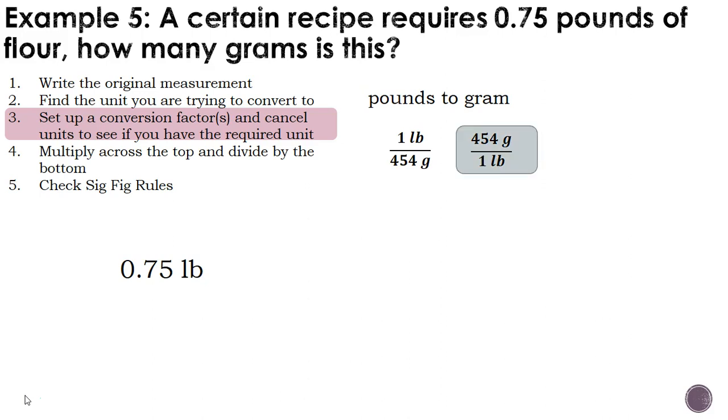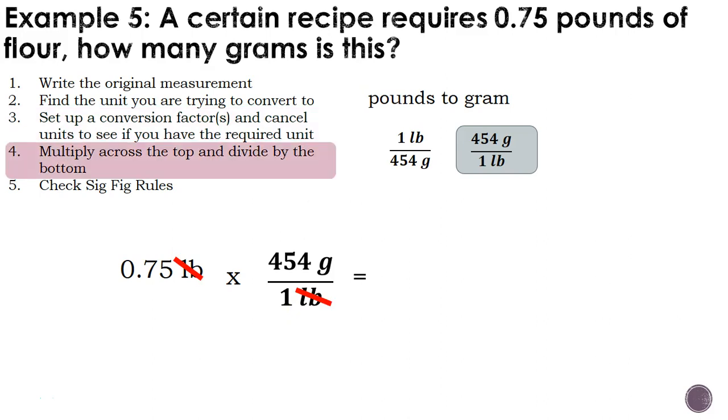In order to figure out which conversion factor we're going to need, you need to see how pounds are going to cancel. Since we have pounds at the top right now, it's going to cancel out with pounds at the bottom. Lastly, you just want to cancel out our units and multiply across the top and the bottom and then just divide. When you do that, you should have got an answer of 340.5 grams.